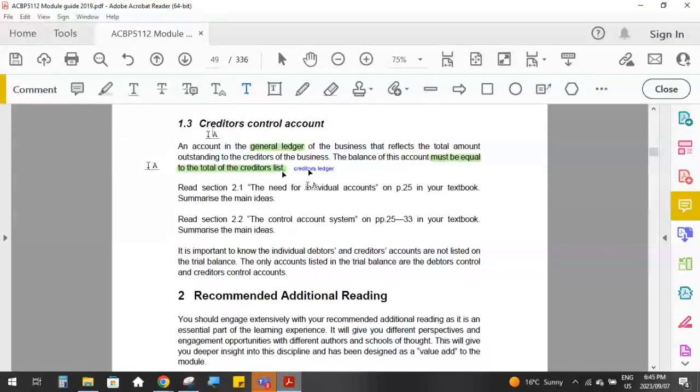So the only account related to all of these suppliers that we deal with in our general ledger is the creditors control account. And that account holds the total of all the amounts that we owe. The creditors ledger contains the records of each individual supplier and all of the transactions with each of those suppliers.